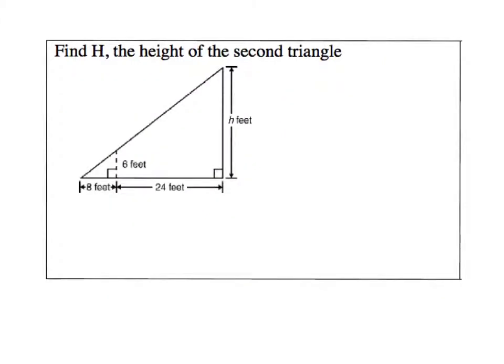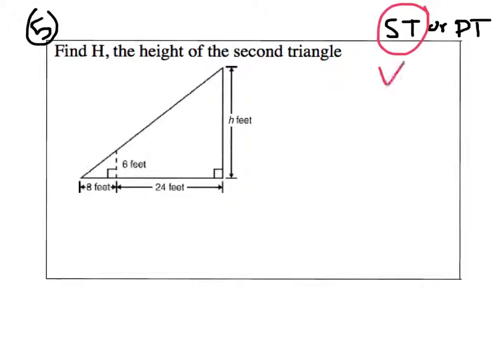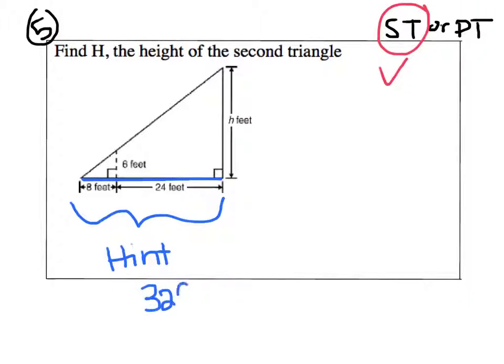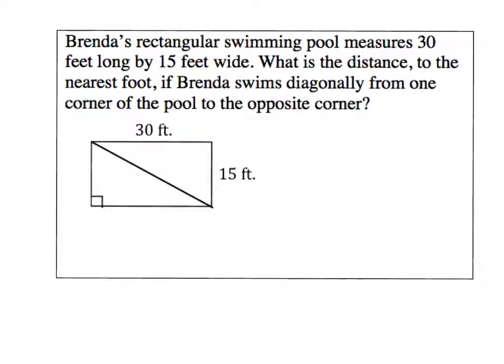Problem number 5. Please decide if this is similar triangles or Pythagorean theorem. If you said similar triangles, you are correct. Pause the video, solve problem 5, hit play if you need a hint. Ready, pause. Here is your hint. The base of the big triangle is going to be 32 feet. Pause the video, set up your proportion, hit play when you're done. Ready, pause. Problem number 6.